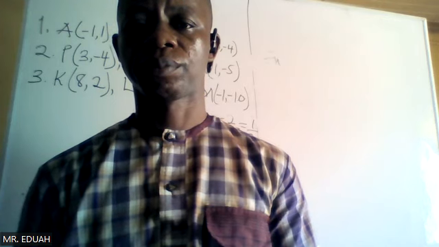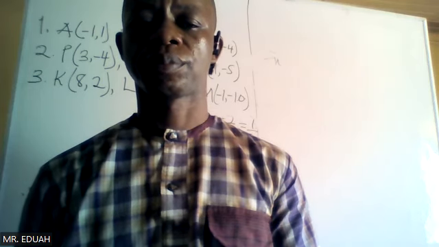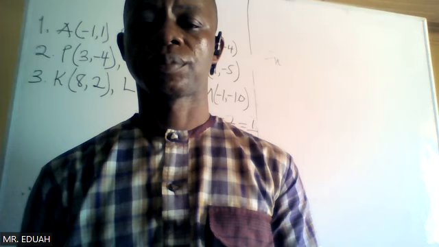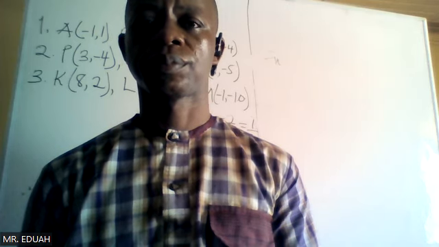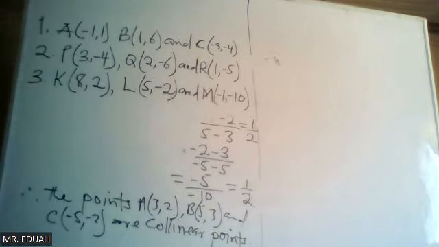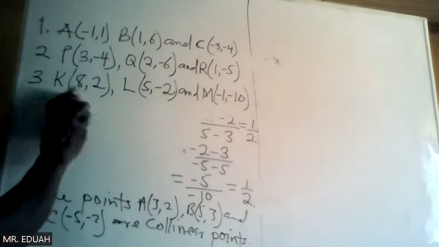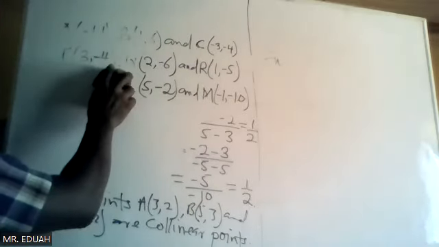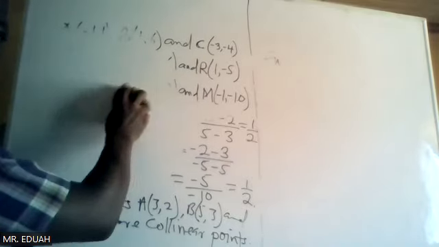The third one, for gradient KL, I had 4/3. And for gradient LM, I also had 4/3. Okay, so what's your conclusion? Therefore, the points K, L, M are collinear points. Good. Hello, Kofi, did you get the same? Yes. Okay.